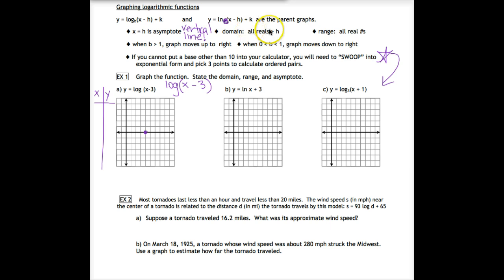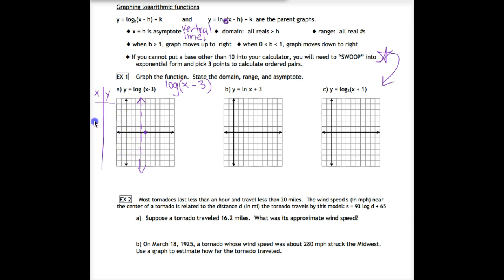I should also know from this information up here that x equals h is my asymptote. So x equals 3 is where I'm going to draw, and again, it's a vertical line now, my vertical asymptote. So now I'm going to pick some points around this. I know that my domain is all reals greater than the asymptote. So don't pick an x value that's less than 3. It's not going to make any sense. It has to be bigger than 3.